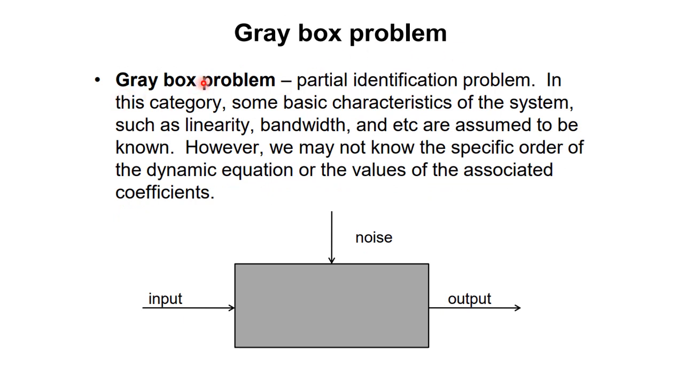And then the gray box problem, we can call it a partial identification problem. In this category, some basic characteristics of the system, such as linearity, bandwidth, etc., are assumed to be known. However, we may not know the specific order of the dynamic equations or the values of the associated coefficients. So we call the gray box problem a partial identification problem.